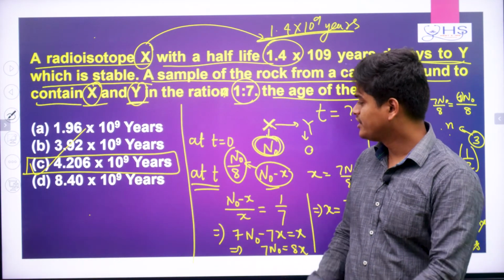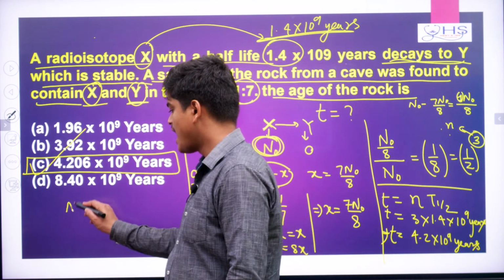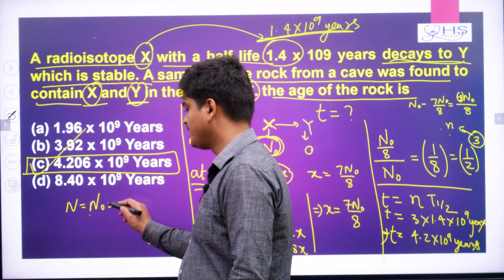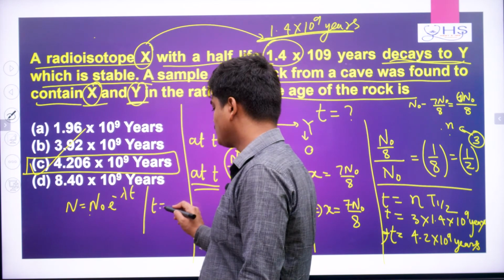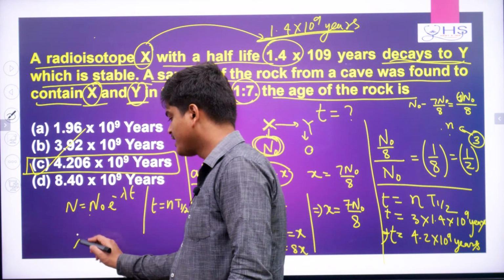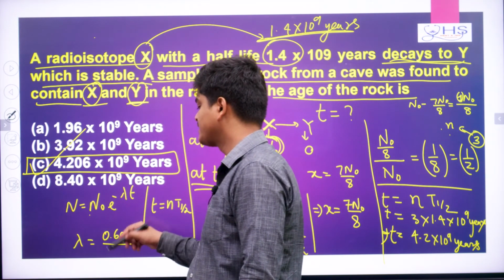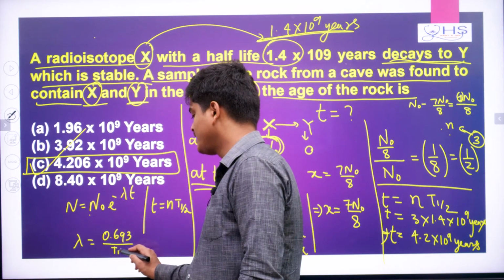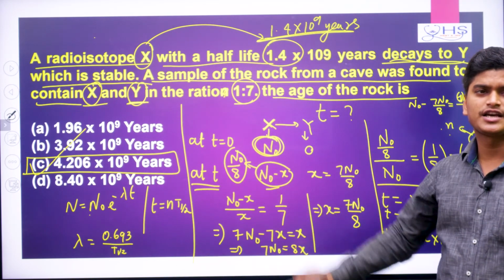Okay. So here, basic formulas if you see, most of the time I am using either N equal to N naught e to the power minus lambda t, or N equal to N naught into (1/2) to the power t by t half, or you can remember lambda equal to 0.693, or 0.7, that is ln2 by t half. So this type of relation we are using. Remember these relations are important here.